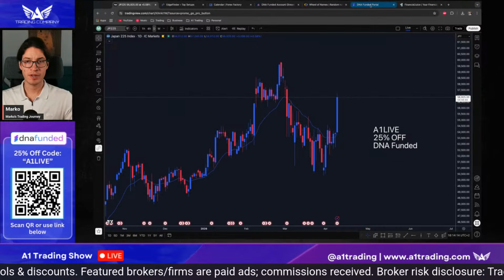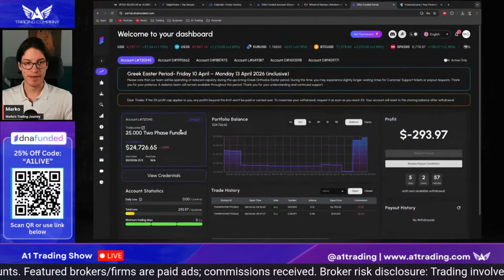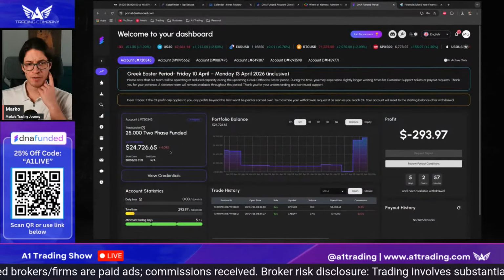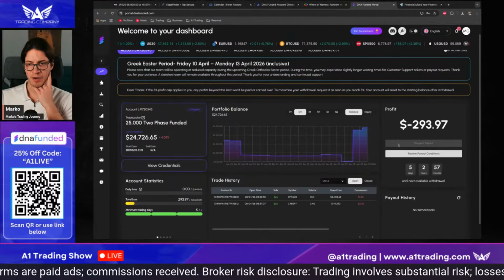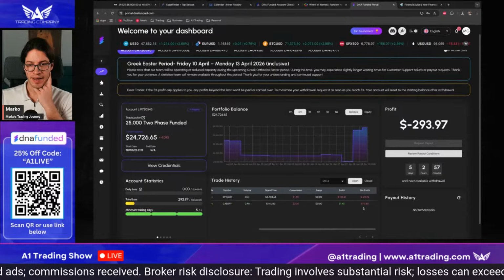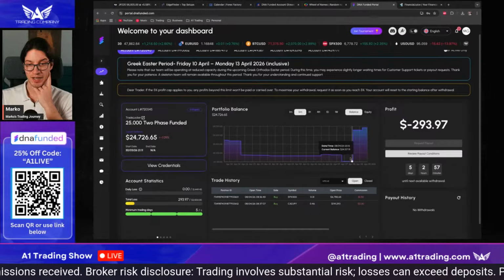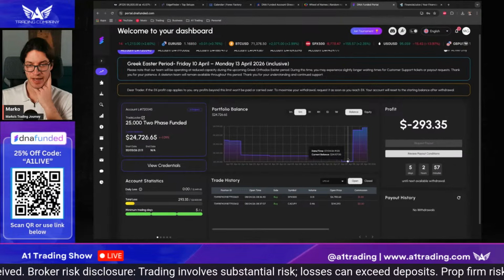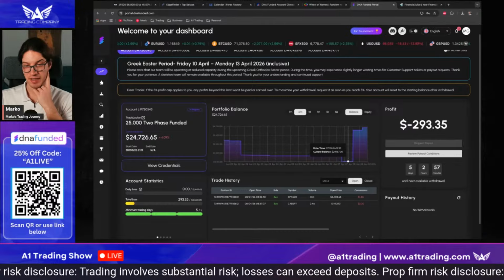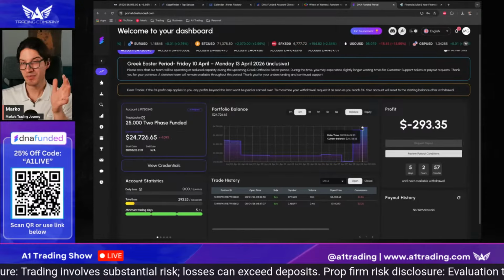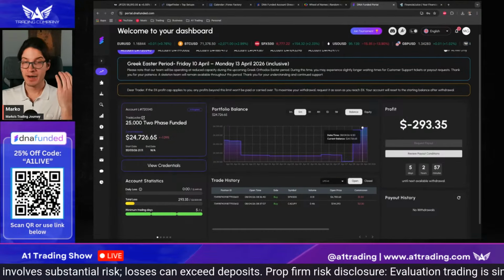And I'm currently using DNA. I have a funded account. I'm down 1%, so I'm down around $300. I have 2 trades open. I've managed to climb back out of a drawdown. I was down, I think, minus 5%, and now I'm back near break even, you can say. I had a pretty good experience so far.